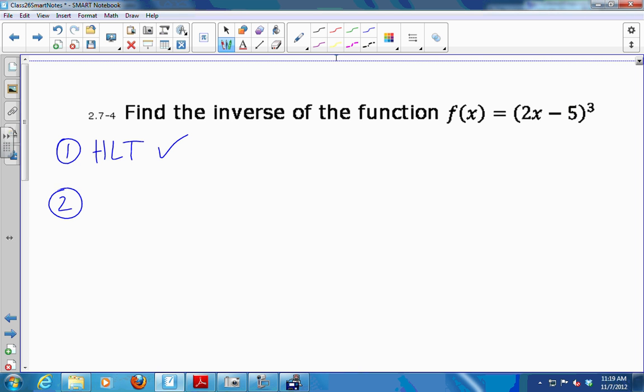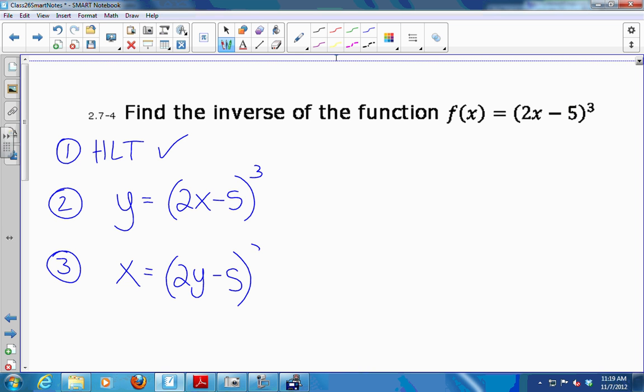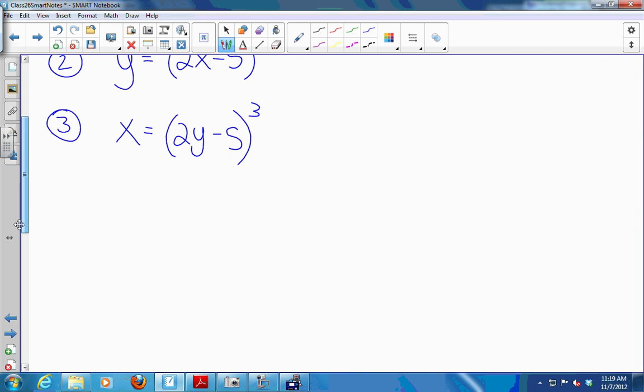HLT, check. Step 2 was replace f of x with a y. So we write y equals (2x minus 5) cubed. Step 3, make the x's y's and the y's x's, because that's what an inverse function does. It changes the role of input and output. So I'm going to make the y an x and the x a y. Step 4 is solve this new equation for y. These are the steps that undo what f did. When you solve this for y, you're undoing all of what f did.